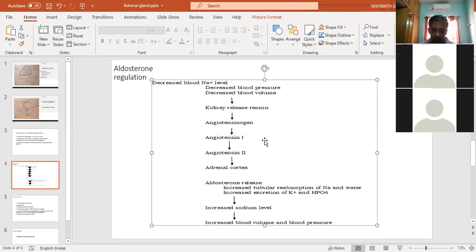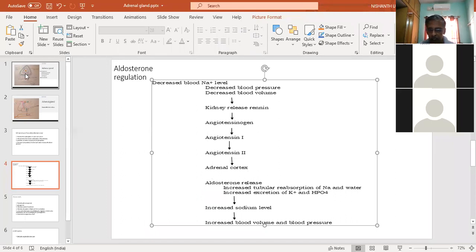It reaches the lungs. In the lungs, there is one enzyme called angiotensin converting enzyme, that is ACE. That enzyme called ACE is produced by the lungs, and it will convert this Angiotensin 1 into Angiotensin 2. Once Angiotensin 2 is formed, it is released into the blood circulation and goes directly to the adrenal cortex. It reaches the adrenal cortex, which is present on the surface of the kidney, that is the adrenal gland.